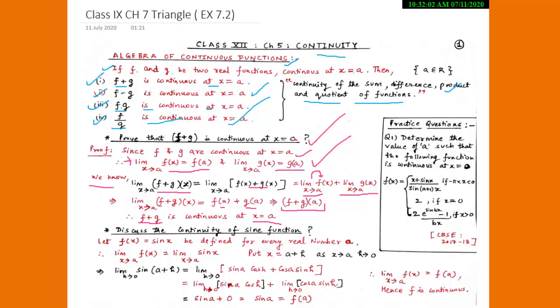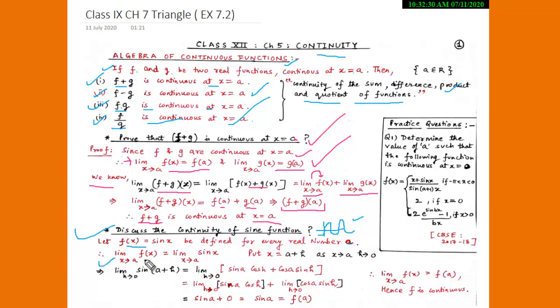And now our first question is: discuss the continuity of the sine function. So students, first of all, we know that the graph of the sine function is continuous. So obviously if the graph is continuous, then sine is a continuous function. Here let us take f(x) equals sine x, defined for every real number a. Here we will check whether it is continuous or not at x equals a.